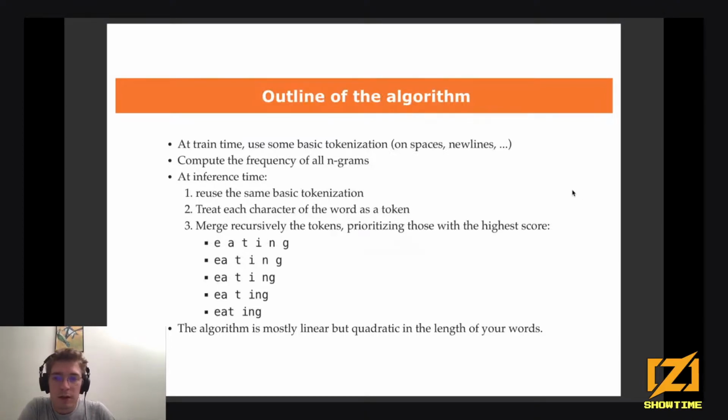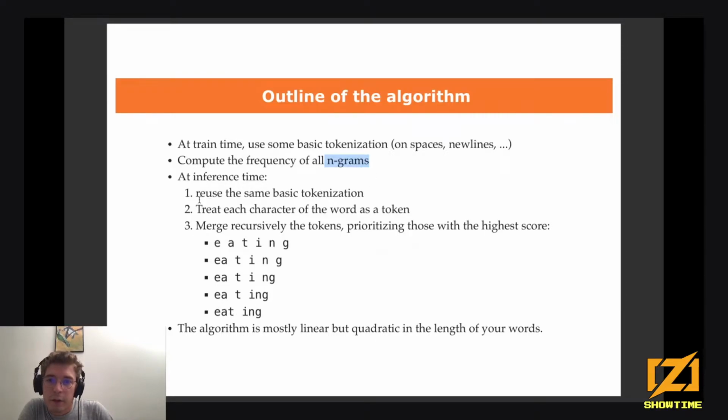So the algorithm is as follows. At train time, you use some very basic tokenization. You split on all spaces, new lines, things like that. And you count each n-gram, each pattern, how often it happens. So I'm talking about all the patterns of letters.